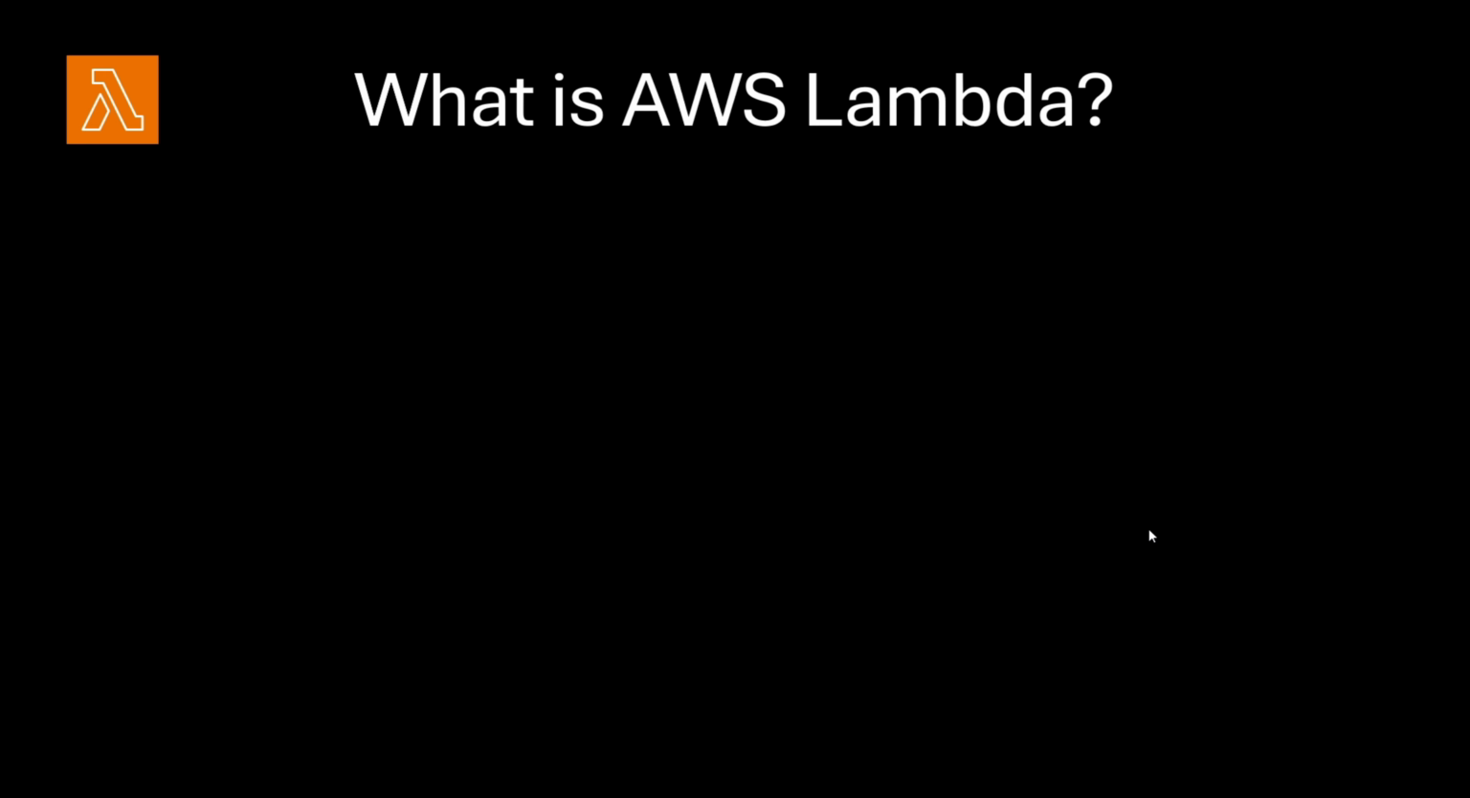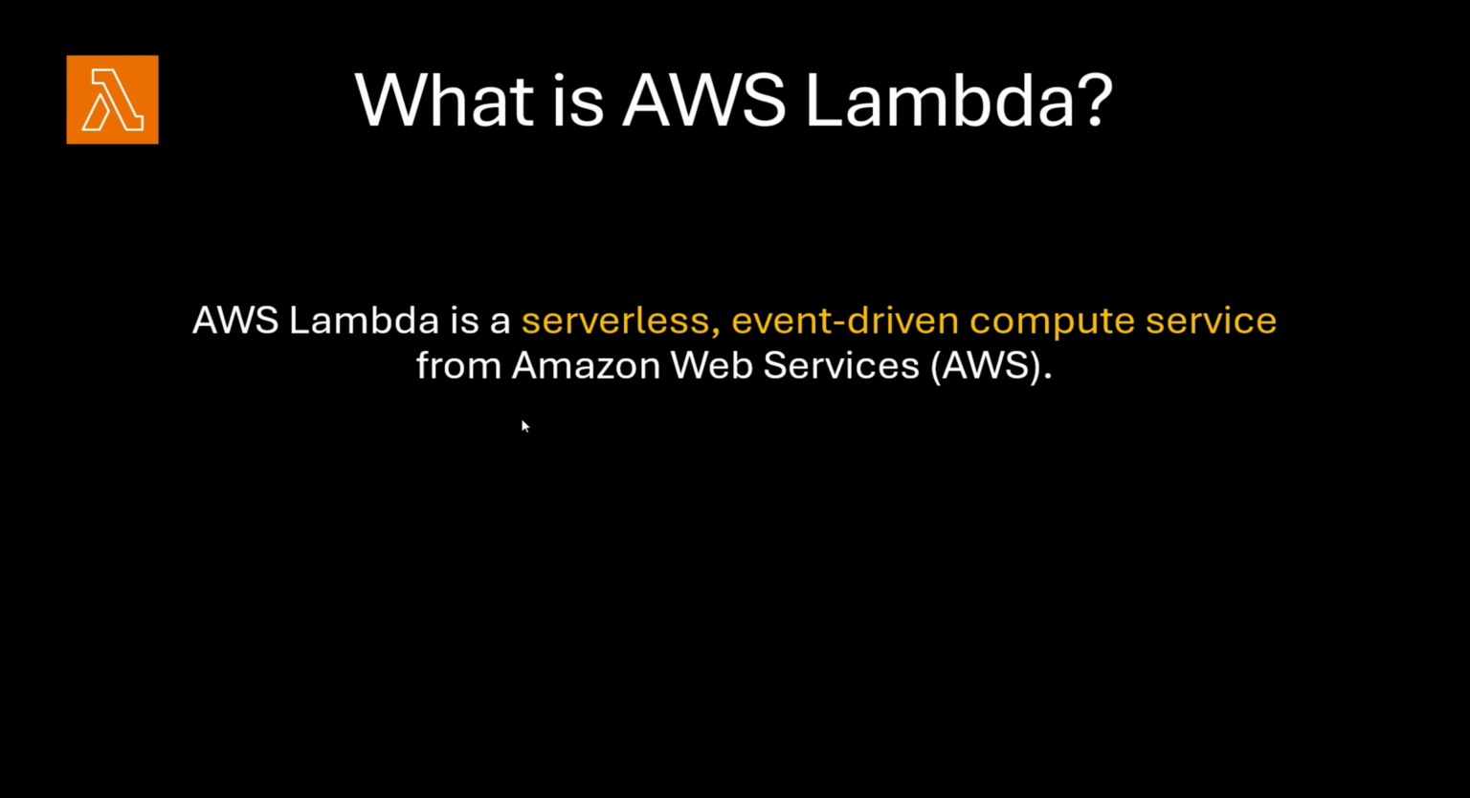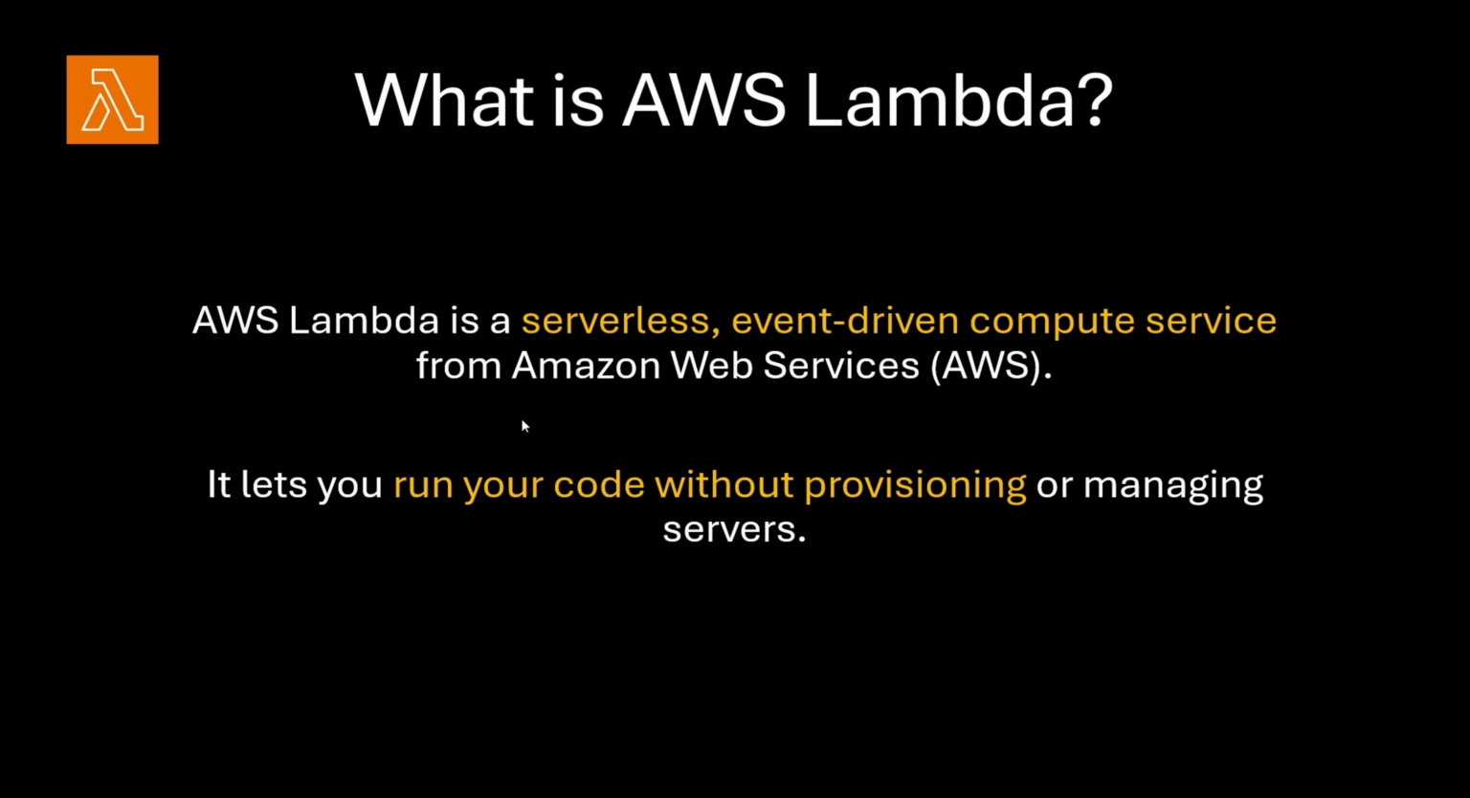Just to make sure that this video helps people who are learning about AWS Lambda for the first time, here is a quick overview of what AWS Lambda is. AWS Lambda is a serverless event-driven compute service from AWS. It lets you run your code without provisioning or managing servers. You simply upload your code and Lambda automatically takes care of running it in response to events such as API requests, file uploads, database changes, or scheduled jobs.